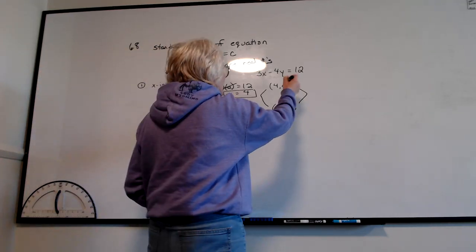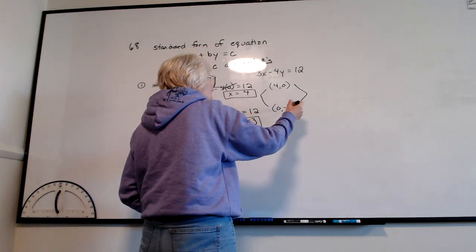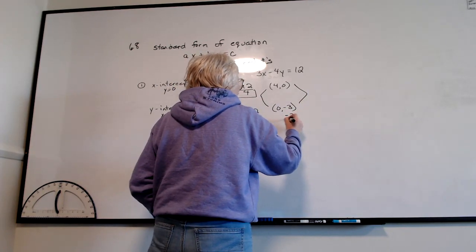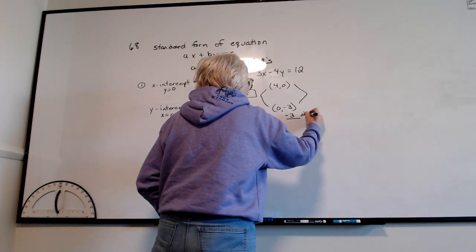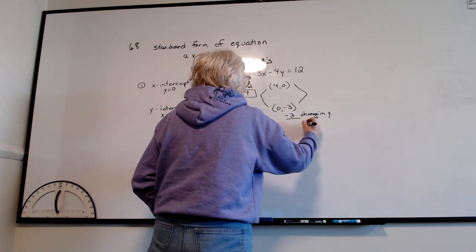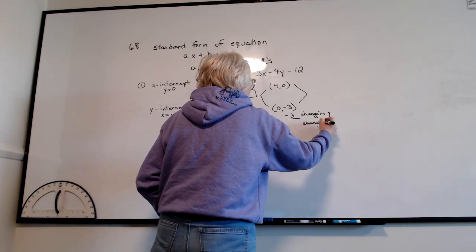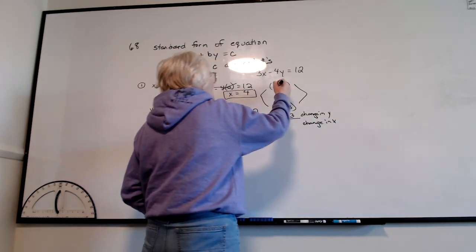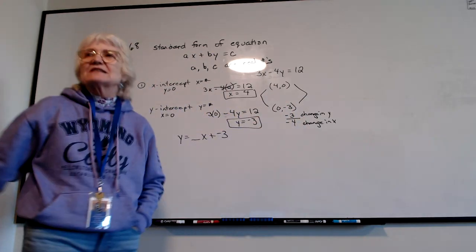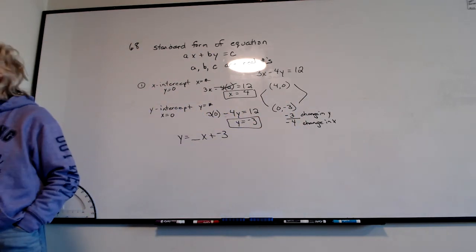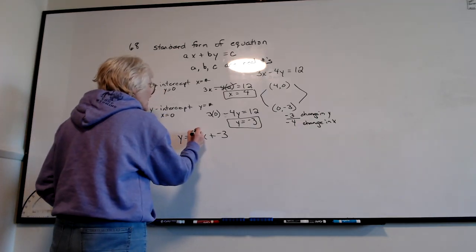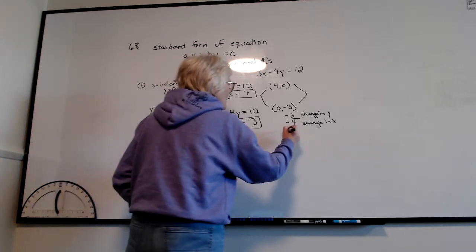So from 0 down to negative 3, it went down 3. That's the change in y. And I'm going to do it over the change in x. Well, from here to here, I went down 4. A negative 3 over a negative 4 is a positive 3/4. So now I know my slope is 3/4.